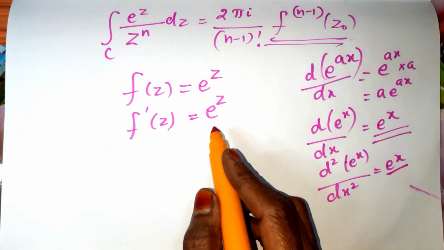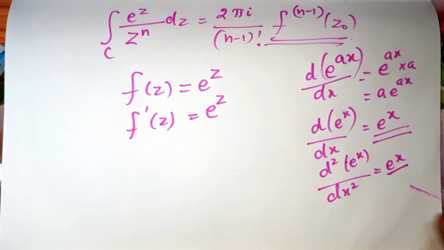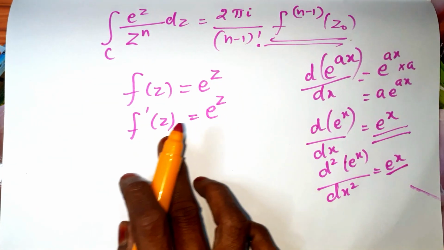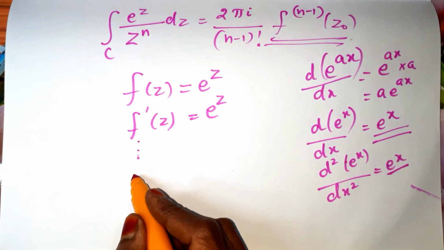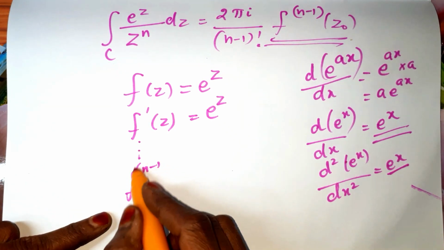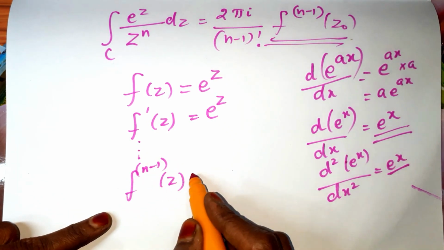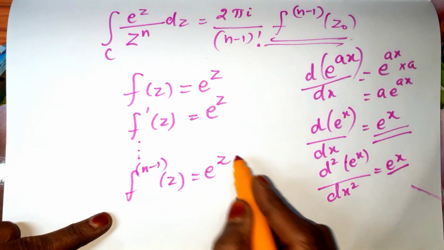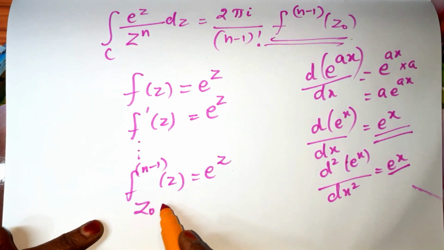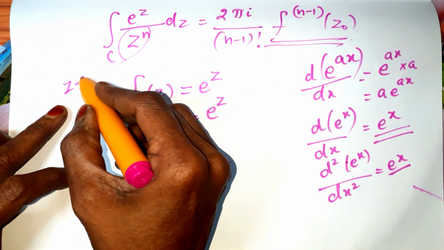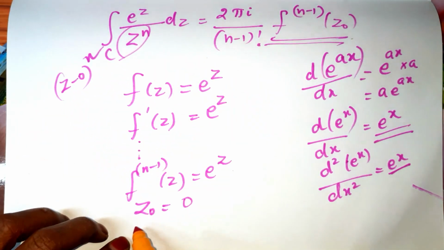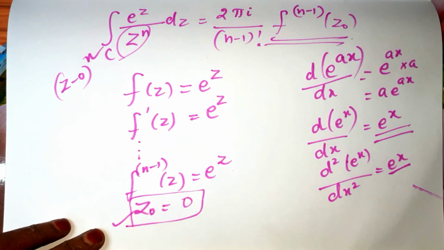Okay. So similarly, when we differentiate this e power z with respect to z, we will get only e power z. So up to the n minus 1th derivative, when I extend, it is e power z only. What is z0 given? z0 is equal to 0. This term only we are rewriting, z minus 0 the whole power n. So z0 is equal to 0. Already we confirmed this z0 lies inside the circle. So now we are going to apply the formula.